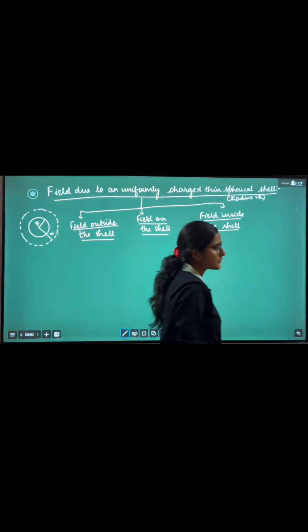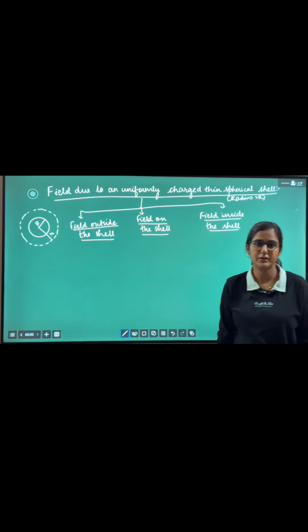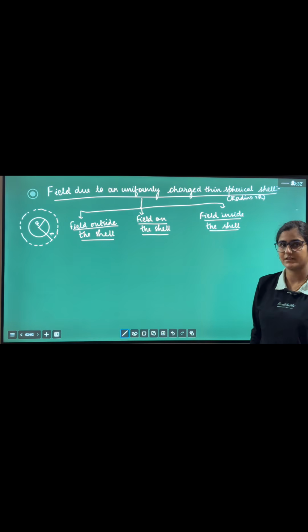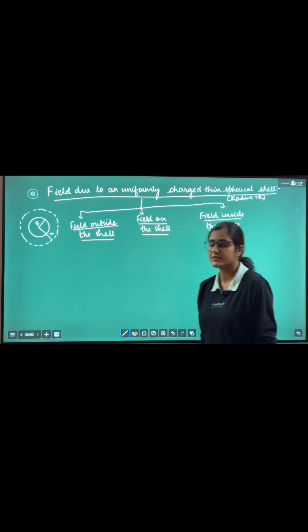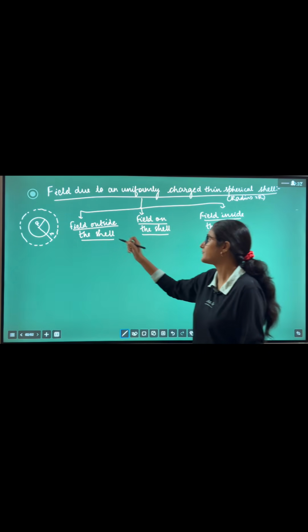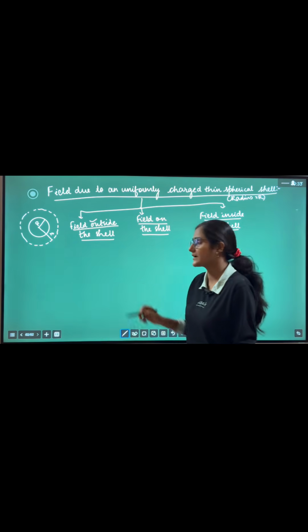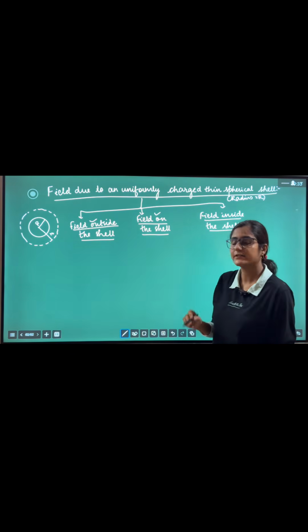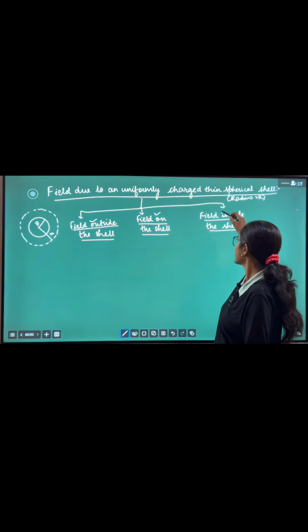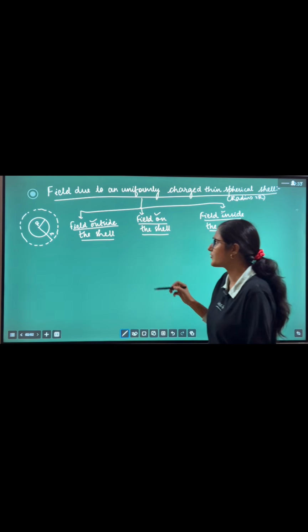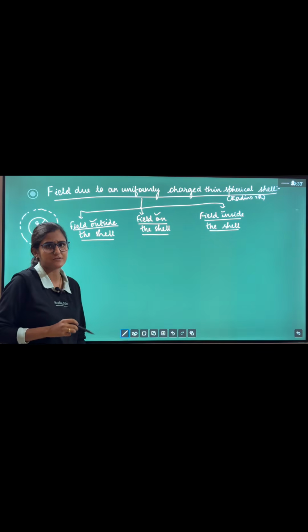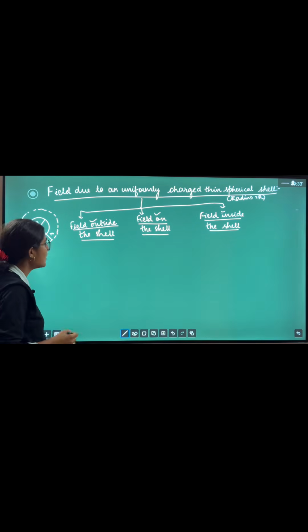Hi everyone, in today's video we are going to find out the field due to a uniformly charged thin spherical shell. For this we will be considering three positions. The first one is for points outside the shell, the second one is for points on the shell, and the third one is for points inside the shell. So for points outside the shell, let us consider a Gaussian surface of radius small r.